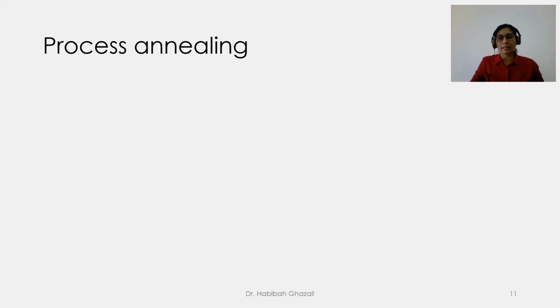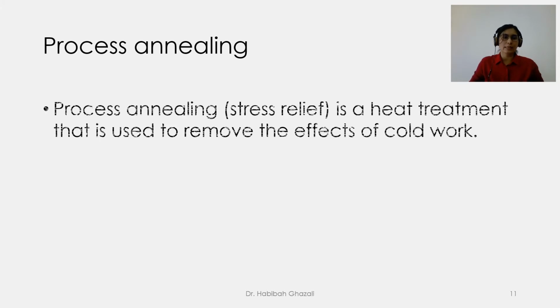So the second type of annealing process that I will discuss is what we call process annealing. So we have already looked into this process in module 4. So process annealing, or sometimes we call it stress relief heat treatment, is a heat treatment process that is used to remove the effect of cold working. So the strain hardening effect.